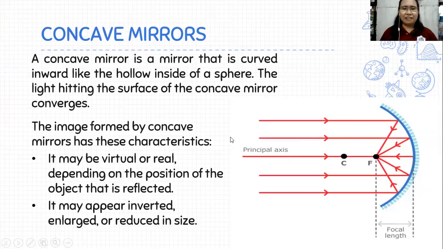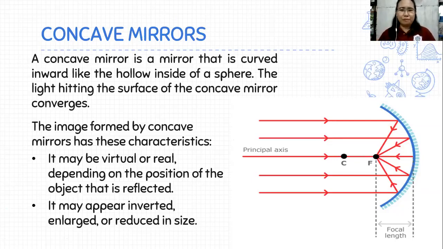So let's have the concave mirrors. A concave mirror is a mirror that is curved inward, like the hollow inside of a sphere, tulad ng kutsara na ito. So this is the hollow inside of the sphere. The light hitting the surface of a concave mirror converges, or it meets at one point. Nakikita natin the reflected light meets at a certain point, sa focus. So that is for concave mirrors.